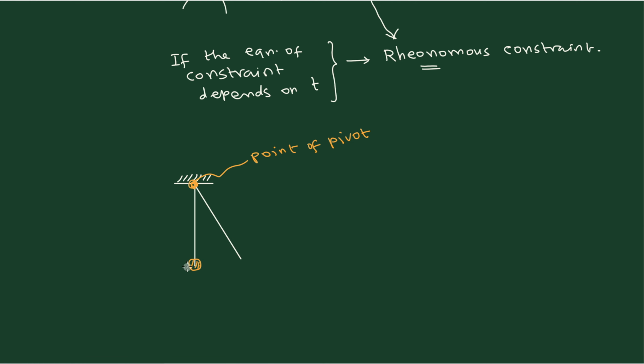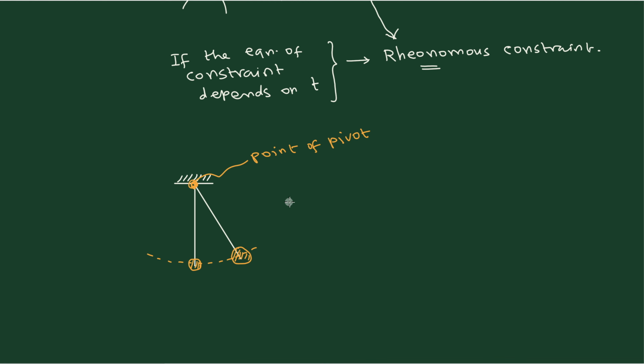So the bob is there, and the bob executes oscillation like this. So that's fine. Now the question is, what happens to the point of pivot? The point of pivot will not change with respect to time. So if time changes, this particular fixed point of pivot means it is a point which is fixed. That point will not change.